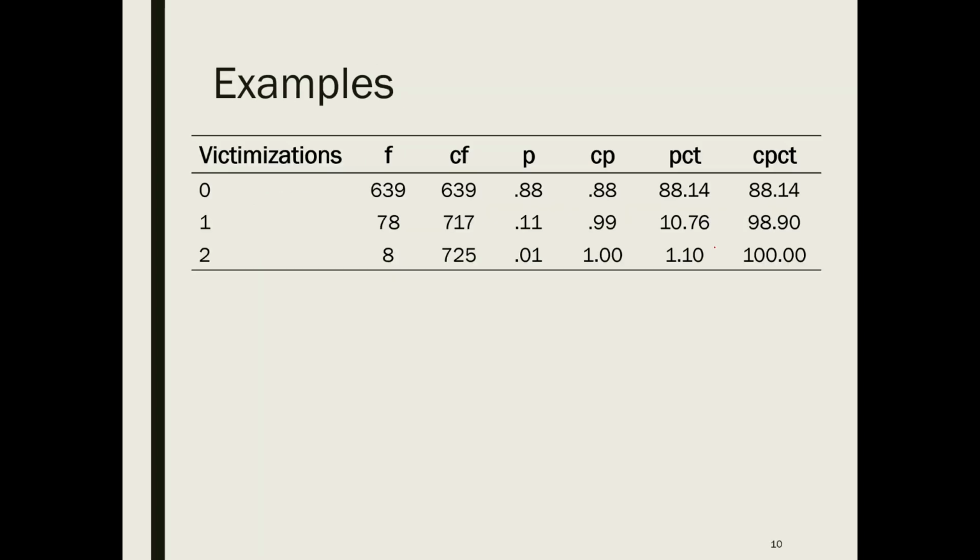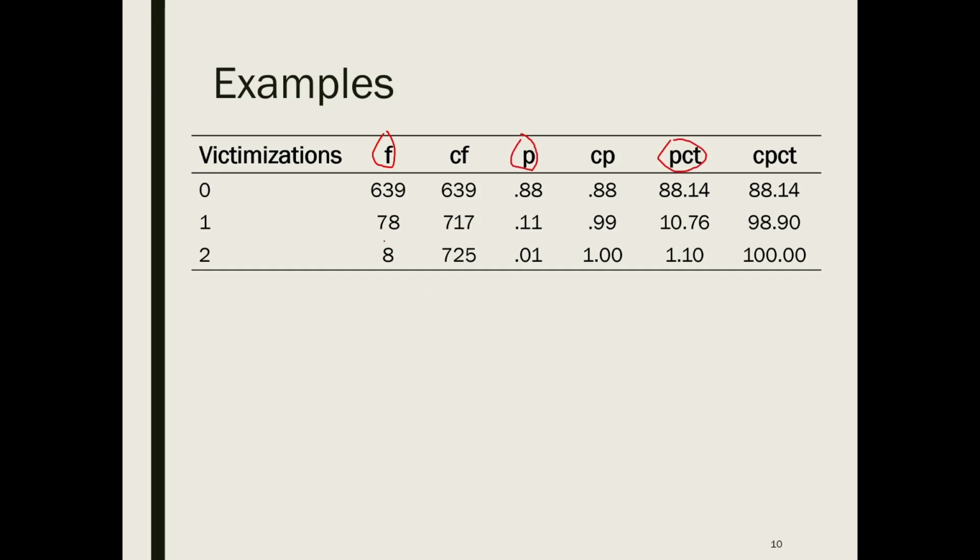So I'll show you in this particular example. Let's say we interviewed some people and asked how many times they have been victimized in the last year. From this table, you can see that there are 639 people who have not been victimized. They are really lucky. And 78 people have been victimized one time last year. And there are 8 people who were super unlucky, who have been victimized twice last year. So we have the frequency.